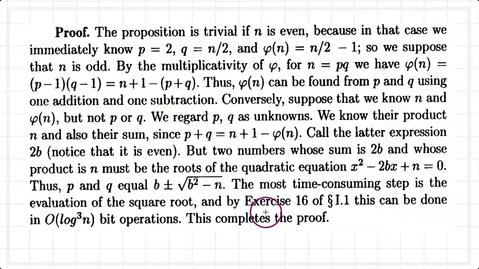Thus, we have seen that finding p and q requires big O of log cube n bit operations, and so in case 2, that is if n is odd, we observe that the knowledge of the two primes p and q is equivalent to the knowledge of phi of n, and we have estimated the time estimates for computation of phi of n and computation of p and q. This completes our proof.